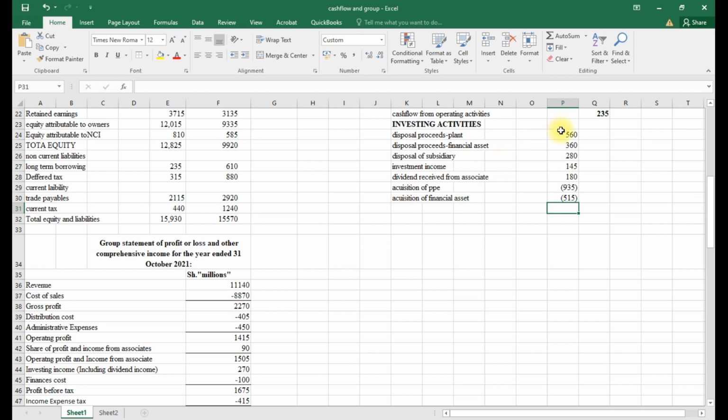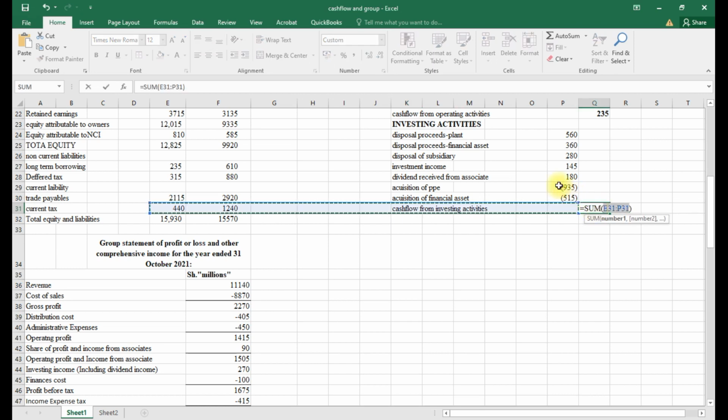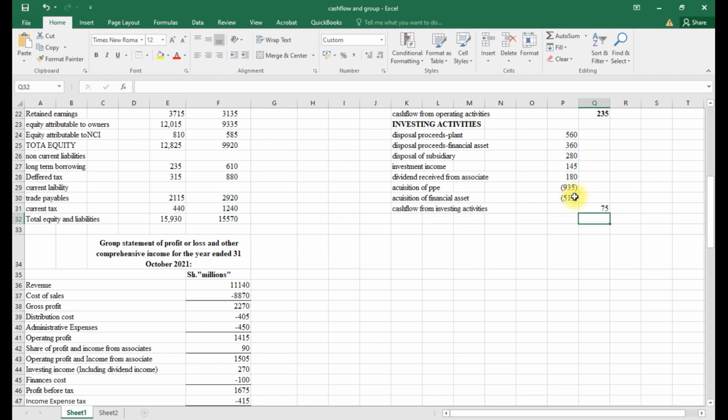Yeah, that's all that we had there. So we get the cash flow from investing activities, and I will put alt equals, this sum up to that. Yeah, so we had 75. Go to the next, financing now.